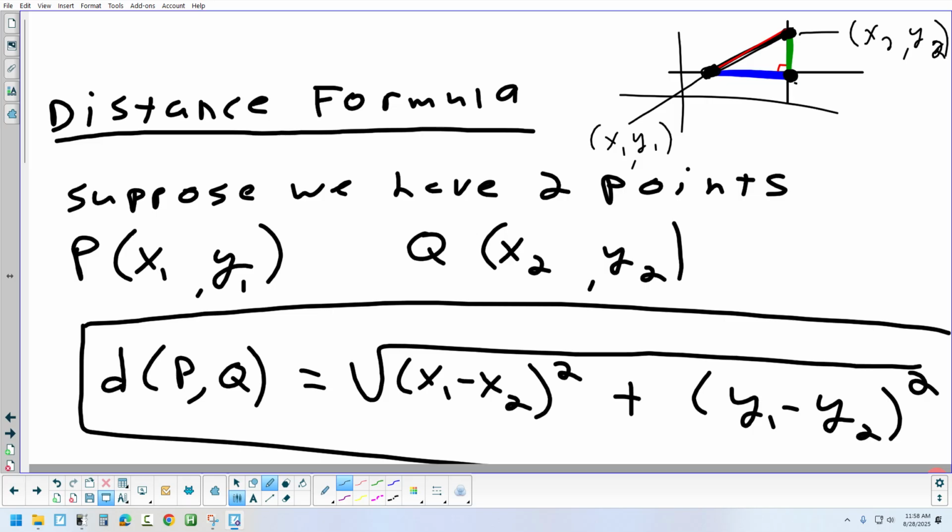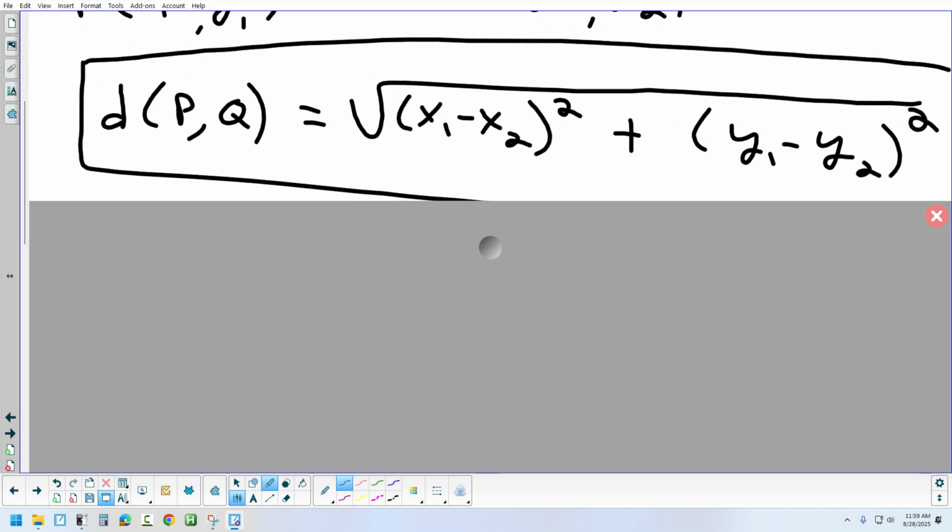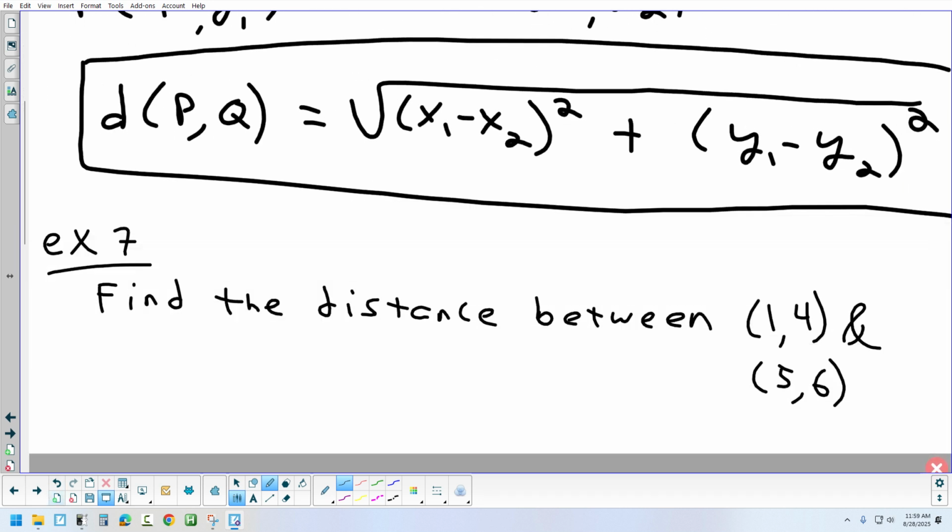Same thing for the length of the green. This is y1. It's not labeled, but it lines up with that one. And that's y2. If you subtract y1 minus y2, it'll tell you the length of that green segment. And then we square them because that's part of Pythagorean theorem. So that's our distance formula. So let's see if we can find the distance between those 2 points.